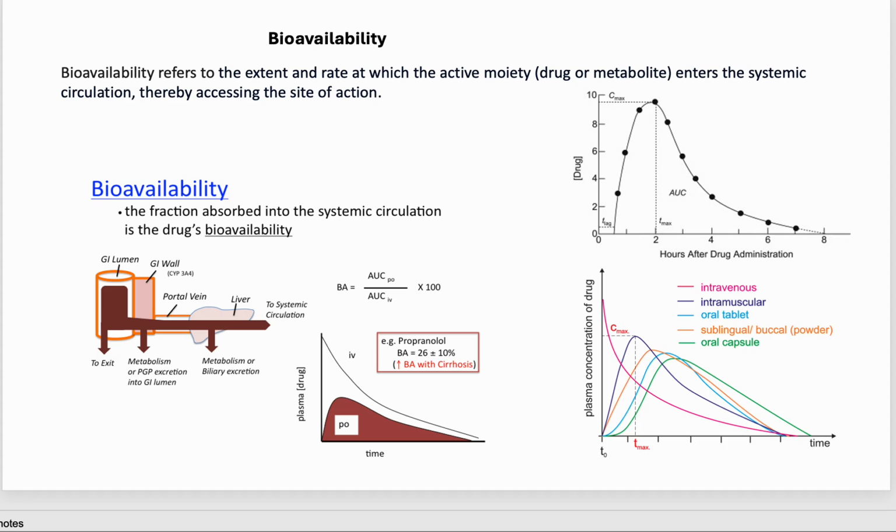Bioavailability refers to the extent and rate at which the active moiety enters the systemic circulation, thereby assessing the site of action. So basically, the fraction of administered dose of a drug that is unchanged when it enters the systemic circulation. So, let's say, just a minute.